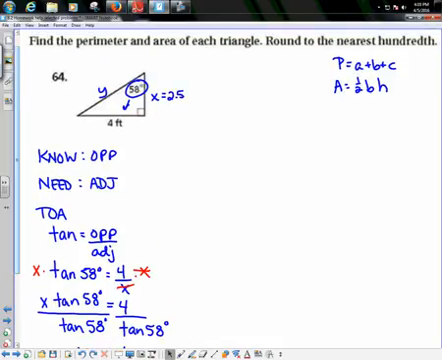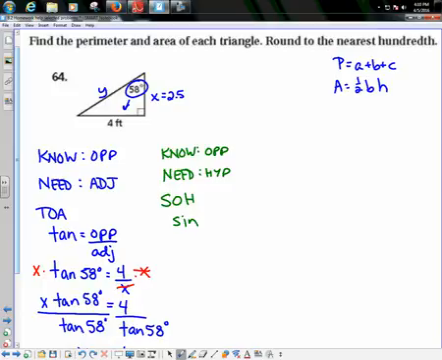All right, I'm going to switch colors and think about how I can figure out what y is. Sure, I could do the Pythagorean theorem, and you're more than welcome to, but I'm going to practice my trig stuff. So what I know is the opposite side. What I need to know is the hypotenuse. So opposite over hypotenuse, that's sine.